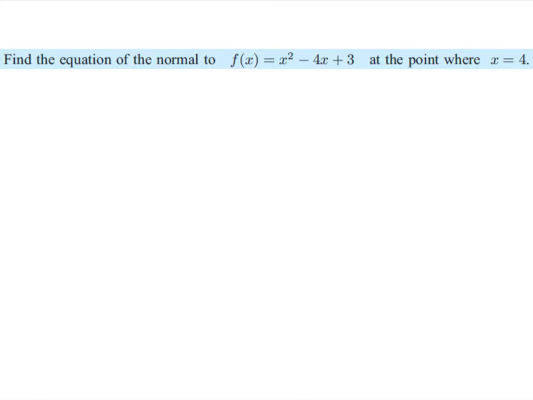So it says, find the equation of the normal to f of x equals x squared minus 4x plus 3 at the point where x equals 4. So again, we need to start by finding f of 4. So we get 4 squared minus 4 times 4 plus 3. So f of 4 equals 16 minus 16 plus 3. So it's 3. So the point is 4, 3.